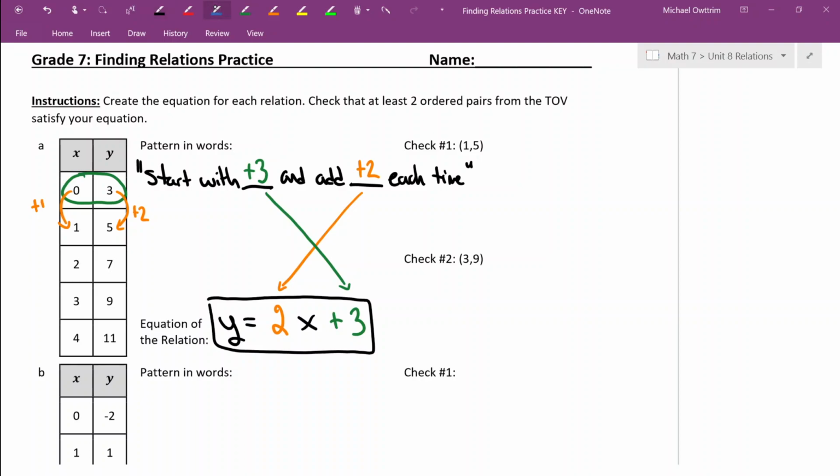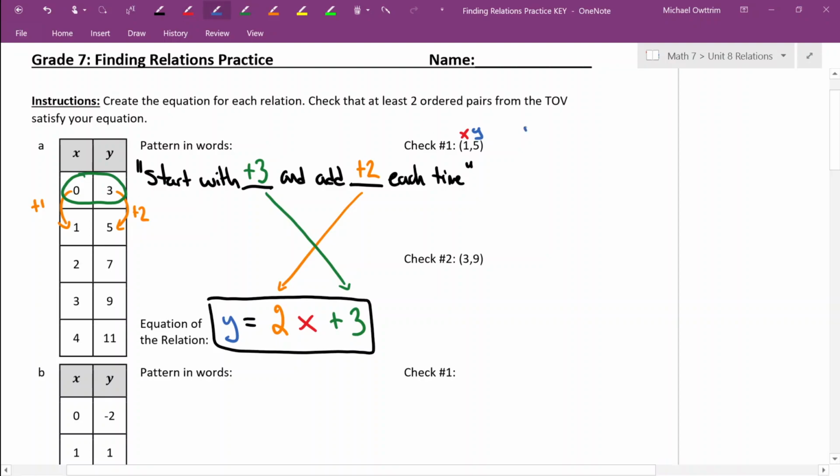So let's color code those y's and x's like we did in our notes, and let's use blue for y, and let's use red for x. And then we can check our equation using these points here. So our first point says that when x is 1, the equation should calculate that y is 5. So let's check that that's the case.